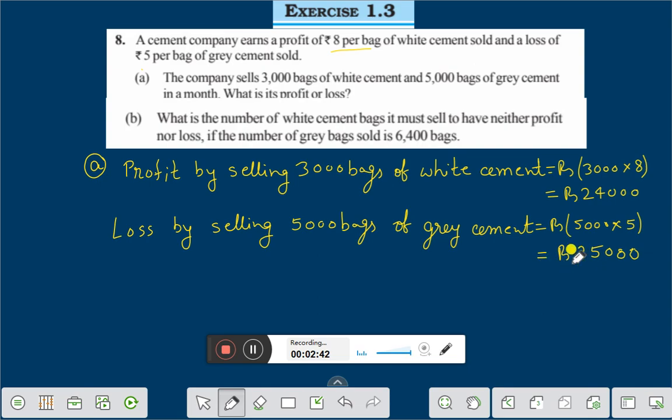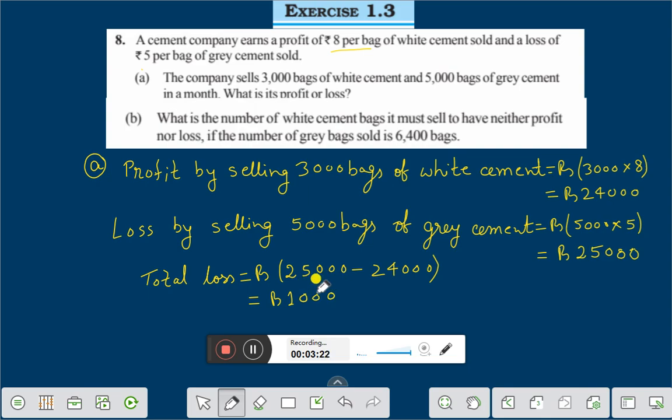Here you see the loss is rupees 25,000 and profit is rupees 24,000. Therefore total loss is equal to rupees 25,000 minus 24,000. Therefore there is a loss of rupees 1000, right?